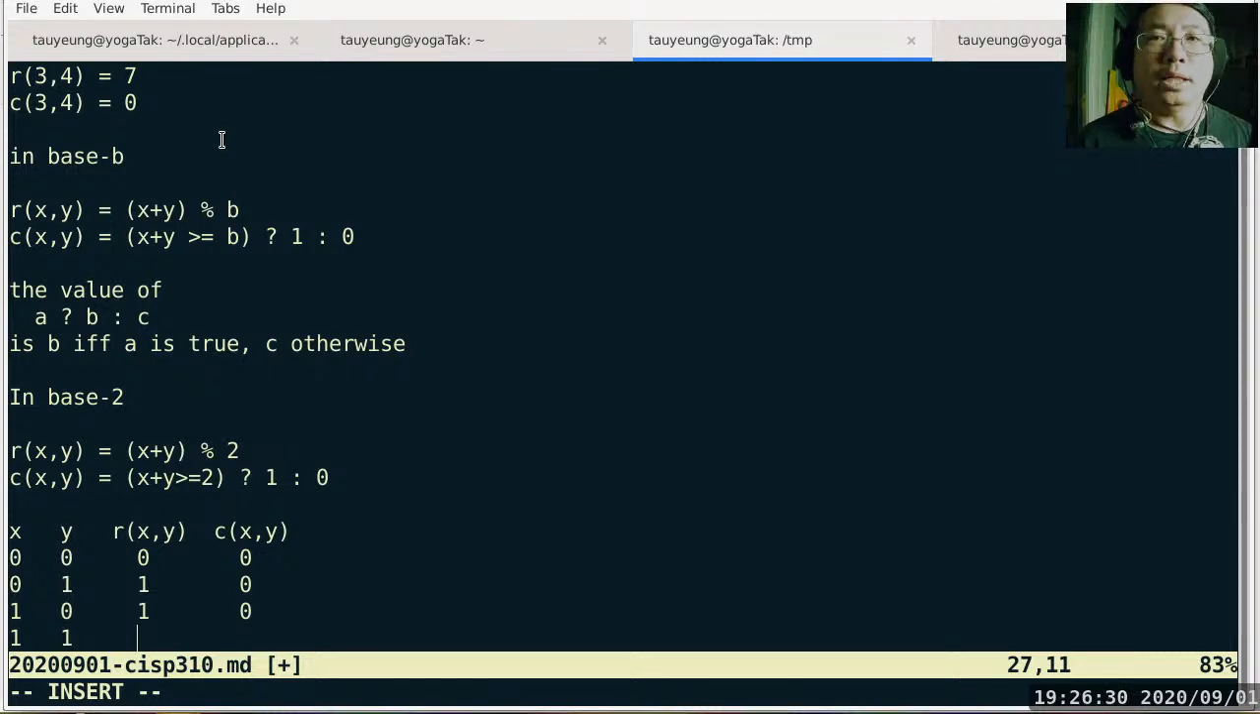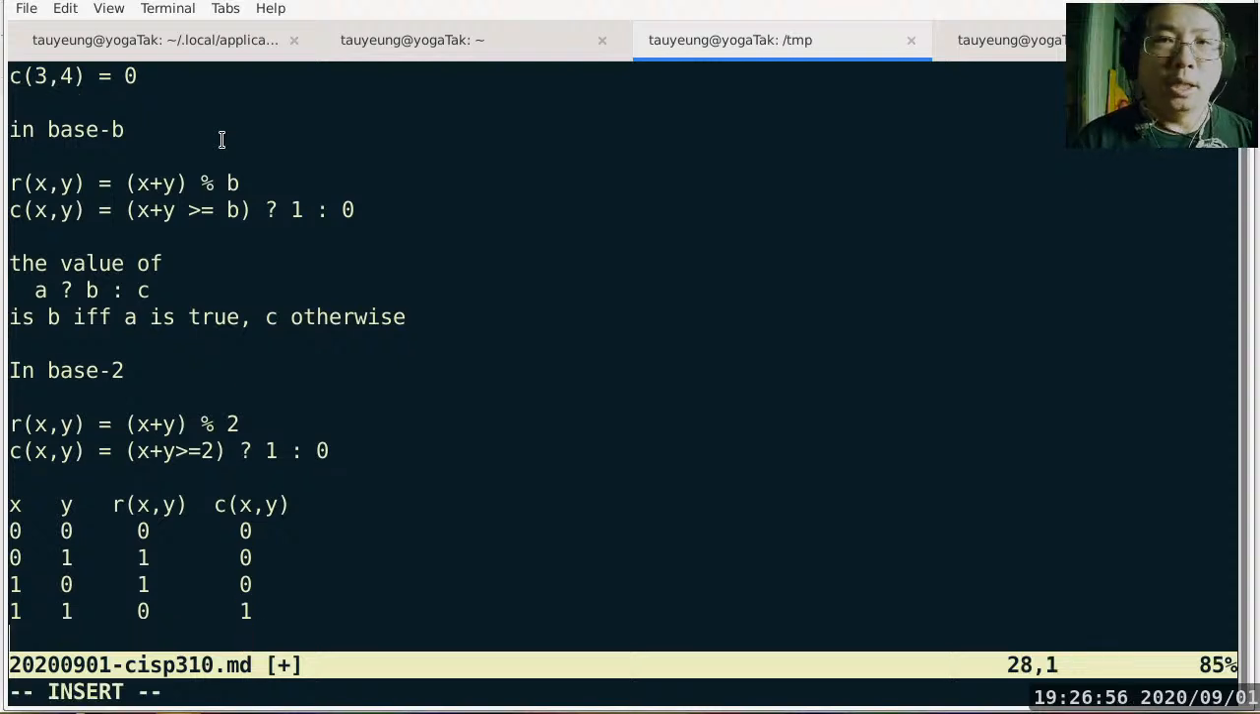And this is the only row that is remotely interesting, because the result of 1 plus 1 in base 2 is 2 mod 2. The remainder of 2 divided by 2 is 0. And then for the carry, 1 plus 1 is 2, which is greater than or equal to 2, which is true. So we take the middle value, which is 1. So it does have a carry of 1 when we are adding 1 to 1 in base 2. So are we good so far? Are we understanding this table?